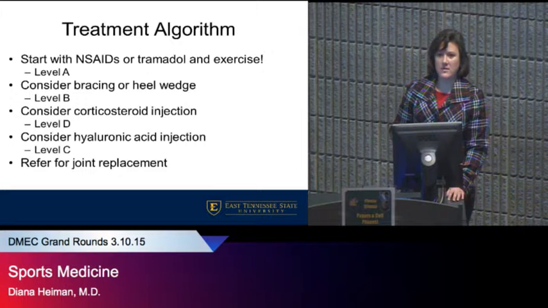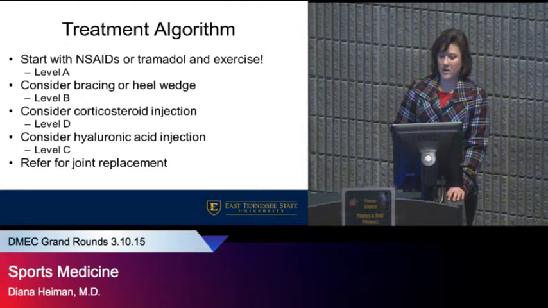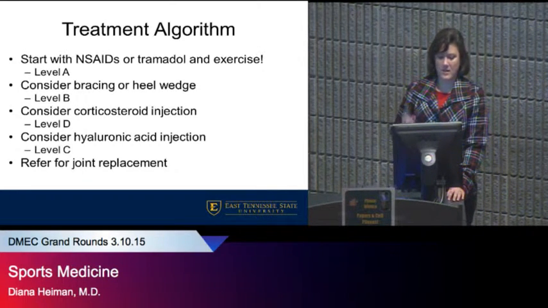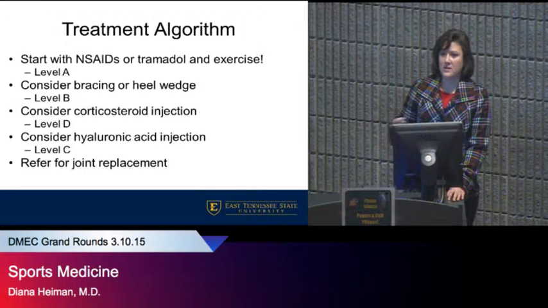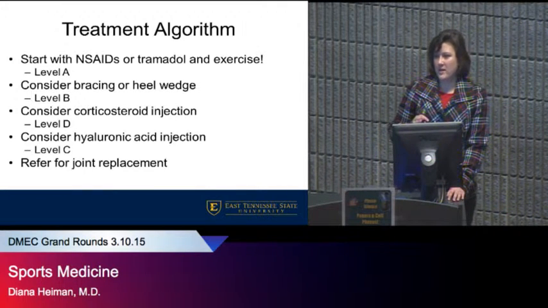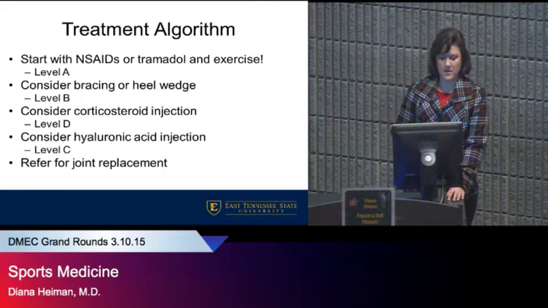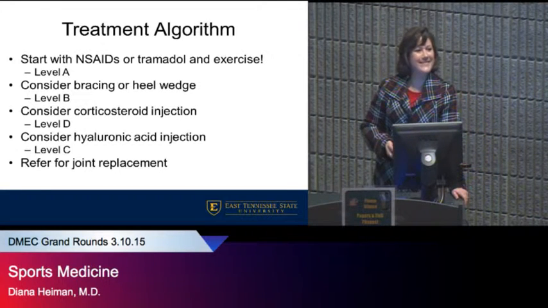So just kind of a summary, start with NSAIDs or Tramadol and exercise. Again, exercise, and then that goes along with weight loss as well if there's a BMI greater than or equal to 25. You can consider bracing or heel wedge if somebody doesn't want to have injections or something more significant. Again, just warn them, small benefit and very significant compliance issues. Consider steroid injection, and then if they fail that, consider hyaluronic acid injections, and then if they're failing everything, refer for joint replacement. Not an arthroscopic washout.